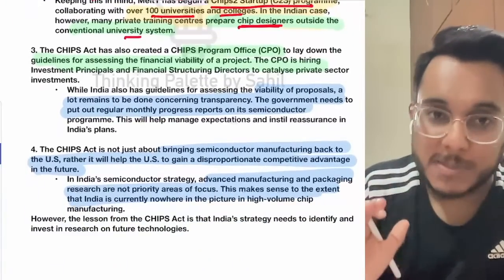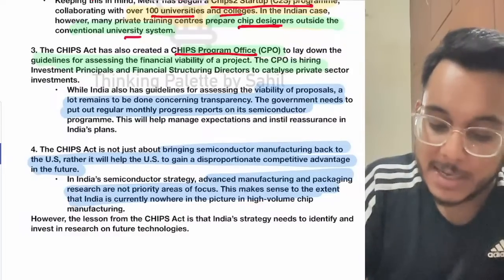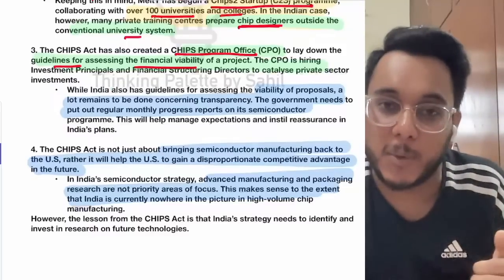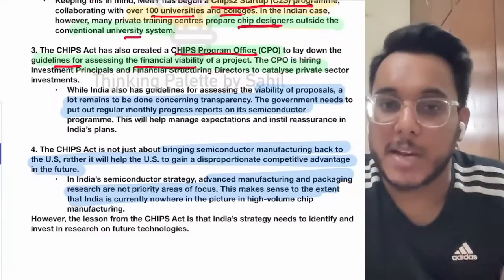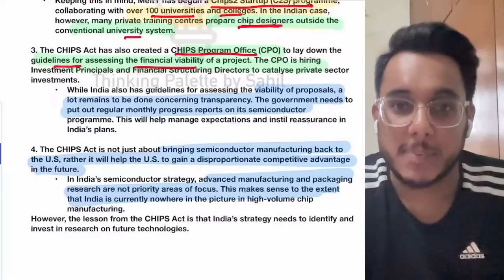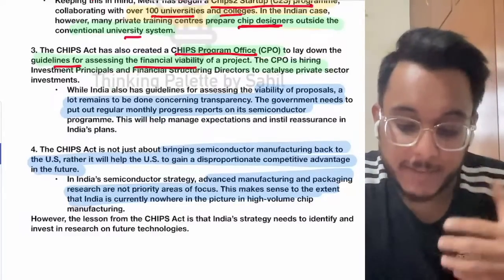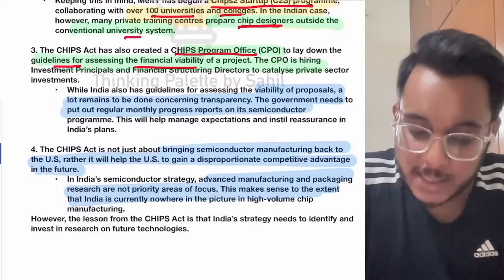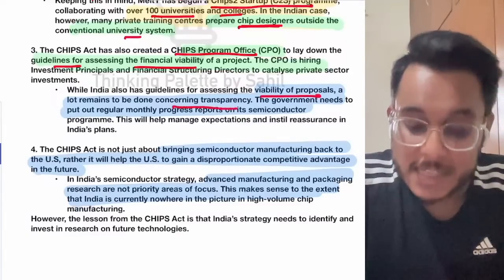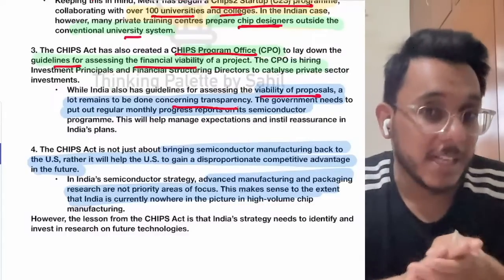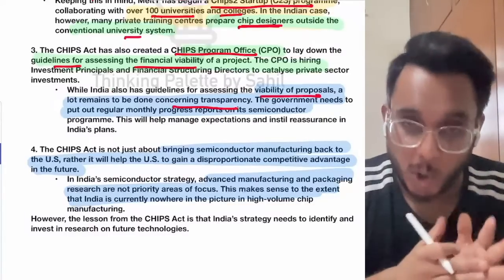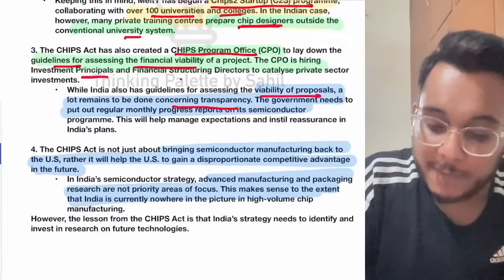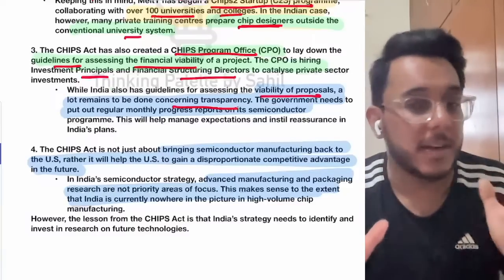Then next, under the CHIPS Act of the USA, there will be the CHIPS Program Office, which will lay down the guidelines for assessing the financial viability of a project. Suppose I come with a project and go to the US government and ask for funding of $5 billion to develop a semiconductor facility. They will study my plan and see whether it is financially viable or not. Now, India also has guidelines for assessing the viability of proposals, but there is a problem with respect to transparency, whether the viability study will be done in a transparent manner or not. But in the USA, they are hiring investment principals and financial structuring directors, and in a very transparent manner they will do this assessment.